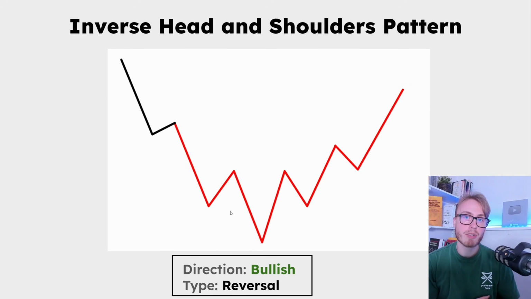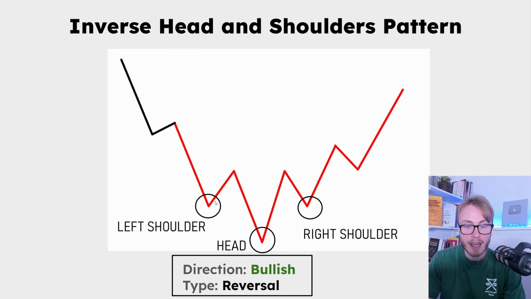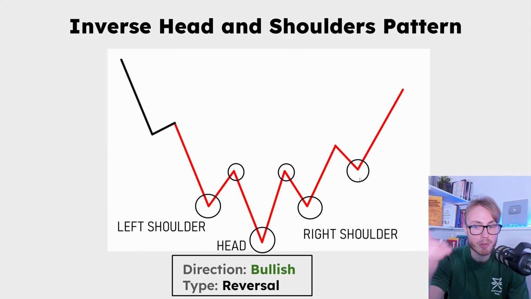Once again, the inverse head and shoulders consists of 5 or even 6 important points depending on how you see it. First of all, we have this point. This is the left shoulder. We have the head and we have the right shoulder. These 3 points are important, but we also have the points in between these highs. So these 2 points right here are also important. And the 6th important point is this point right here. This is the first pullback that happens after the pattern appeared.